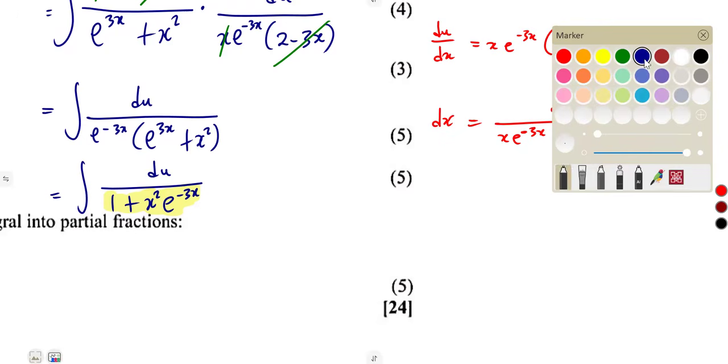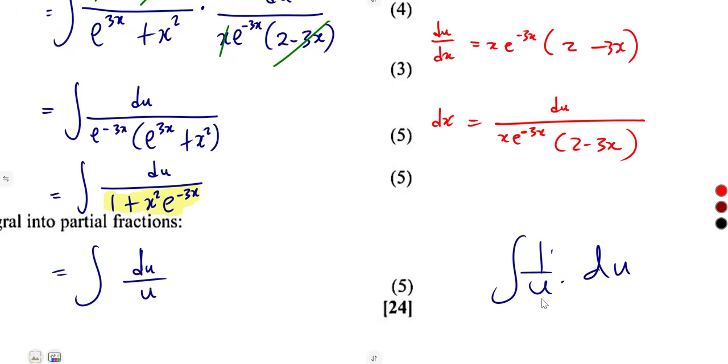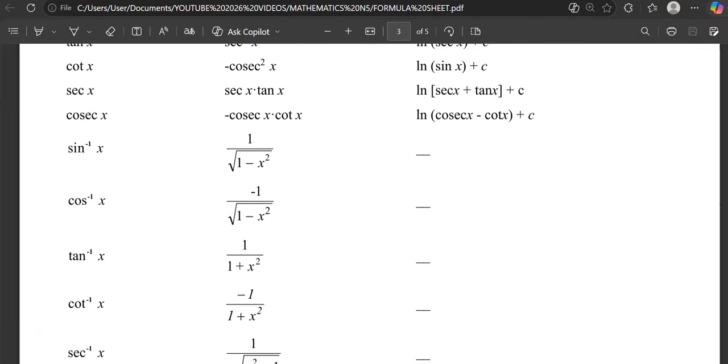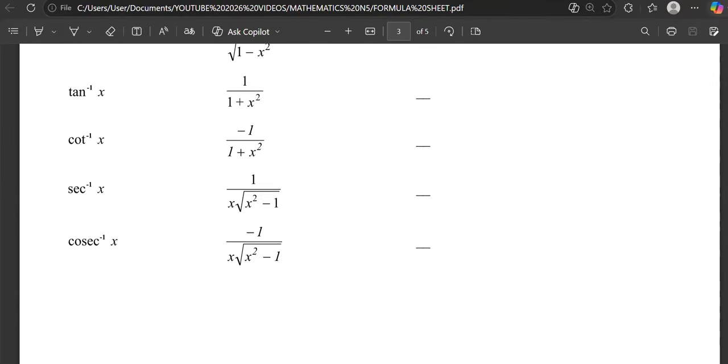With respect to u. So that was going to be the integral of 1 over u. All right, sorry, let us just write du over u. This is the same as 1 over u times du. And the integral of 1 over u is ln u plus the constant of integration, right? But that part you're supposed to know by heart.